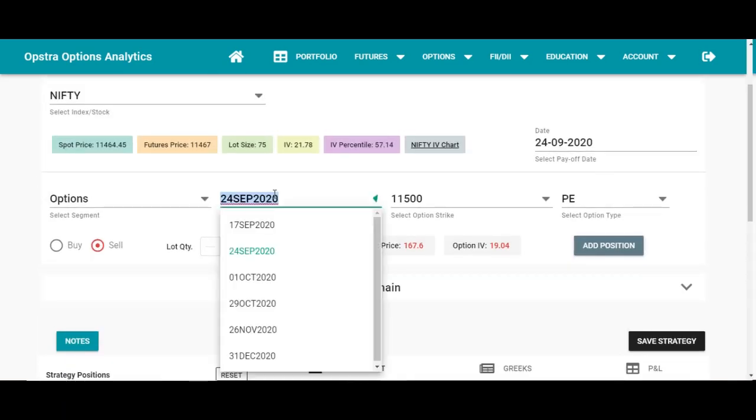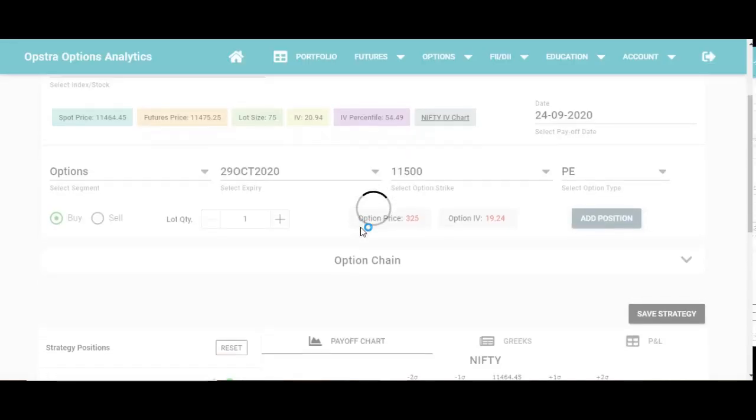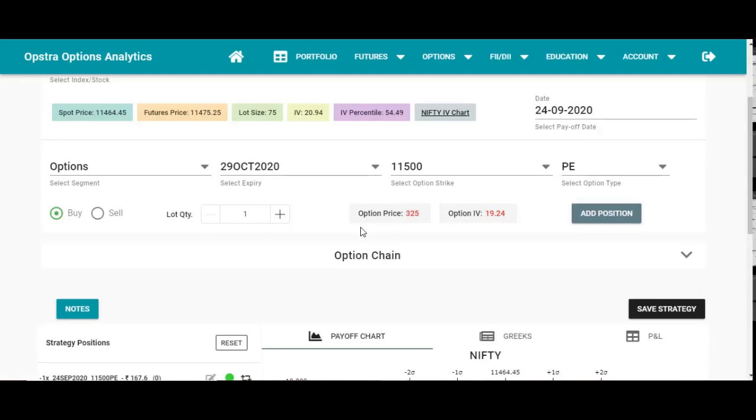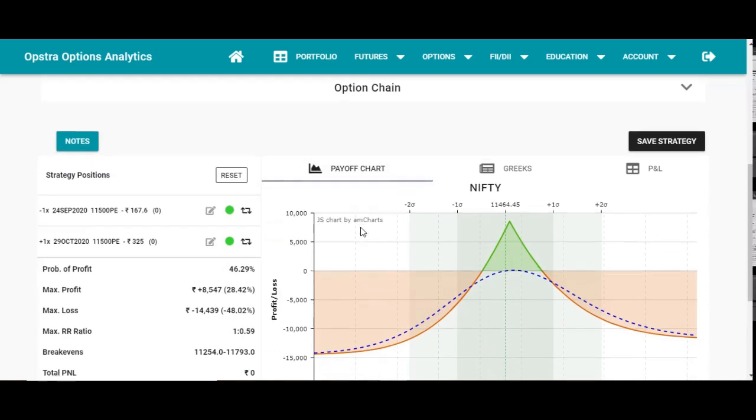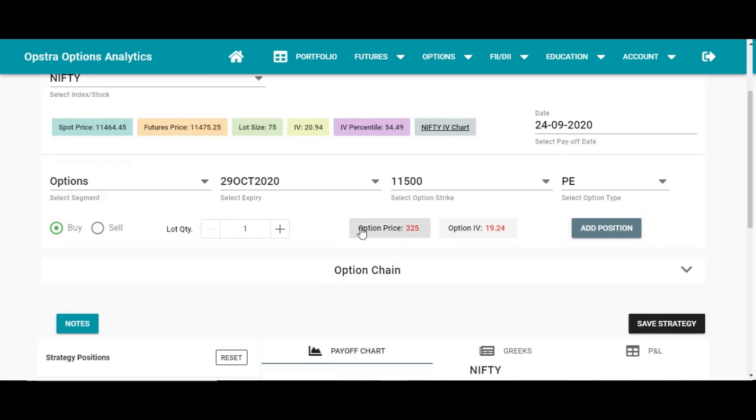So what I'm going to do is sell the current month and buy one 11,500 next month expiry option. This is a put calendar spread, where we sell the current month expiry and buy the next month expiry at the same strike price. Since I'm a little bit bullish for the current month expiry, I am going to take an at the money put calendar spread.